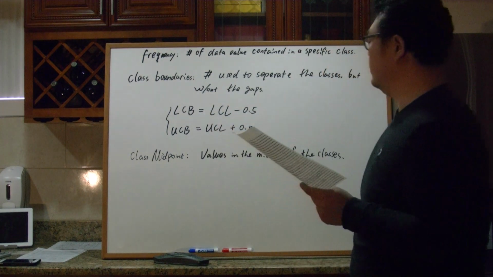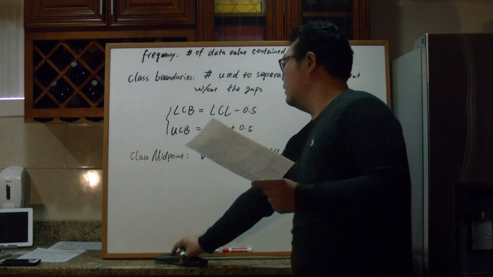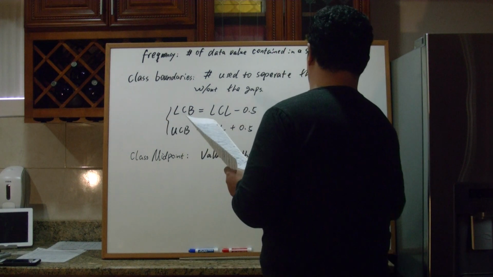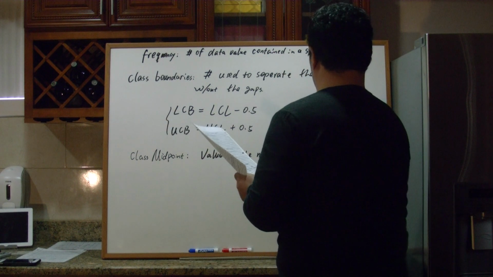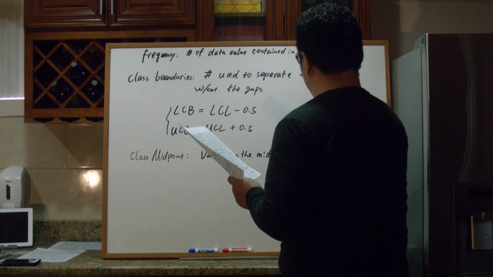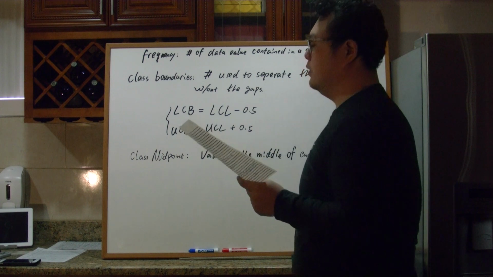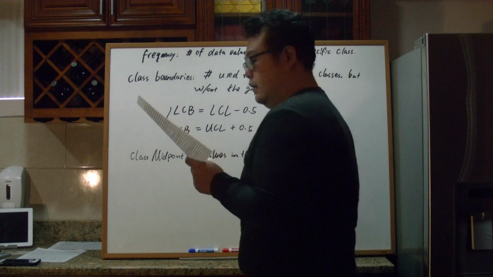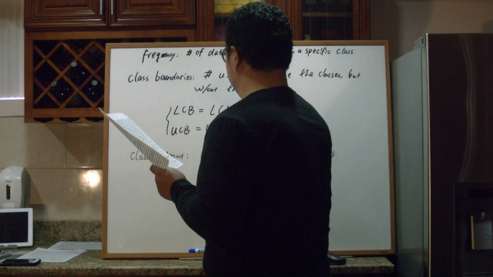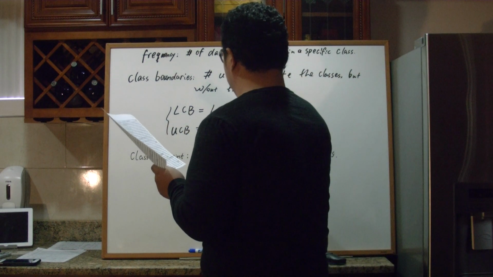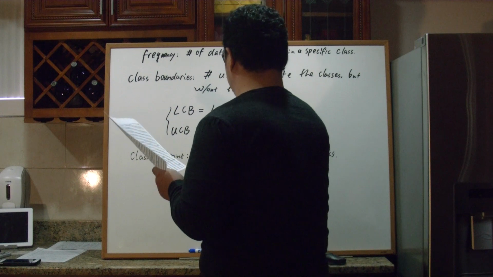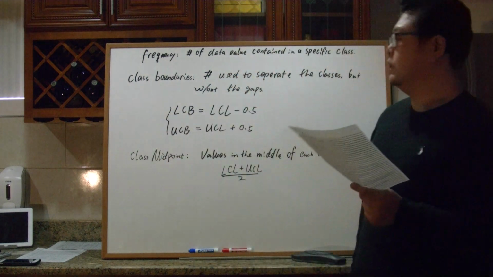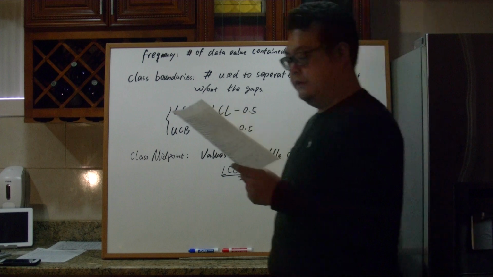Next are the values in the middle of each class, which will be a little more confusing. Each class will have a class midpoint. We take the average of the lower class limit and the upper class limit. That is what the midpoint is.